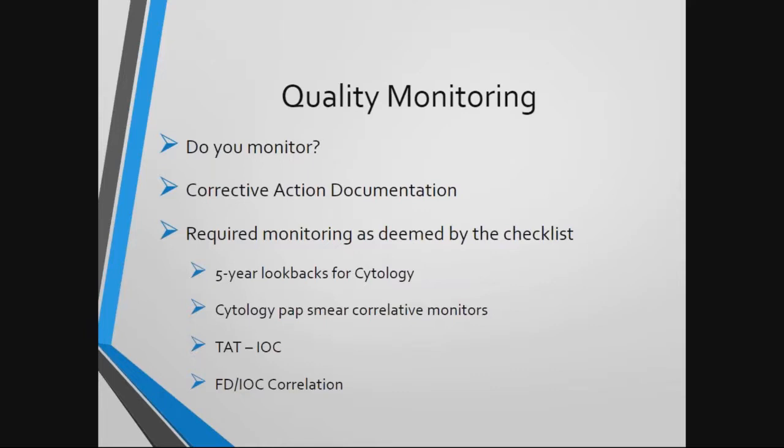Quality monitors can be ones suggested in the histology or cytology checklist, such as turnaround time for frozens or the final diagnosis and IOC correlation. But there should also be monitoring performed for those high volume, high risk, and problem prone areas. The monitoring needs to cover all phases of testing. So that would be anything pre-analytic, analytic, and post-analytic. And then data should be trended over time and available to the staff.